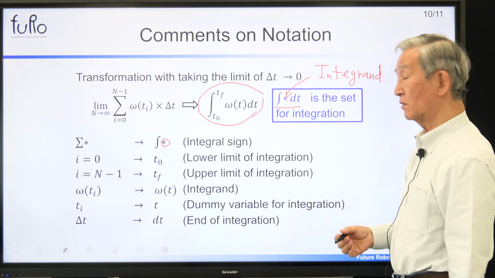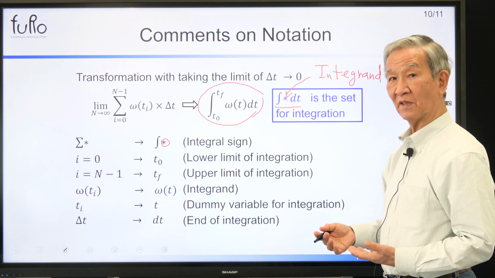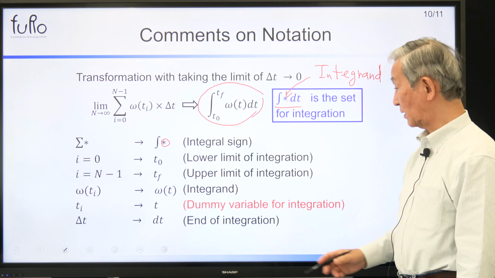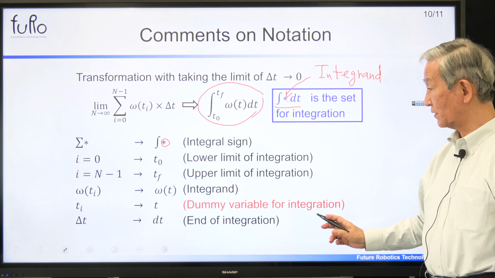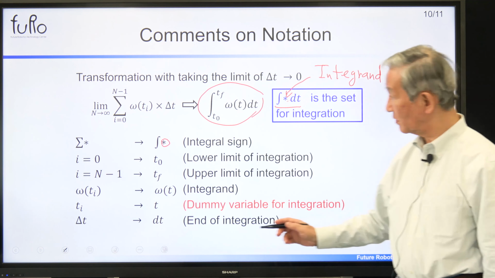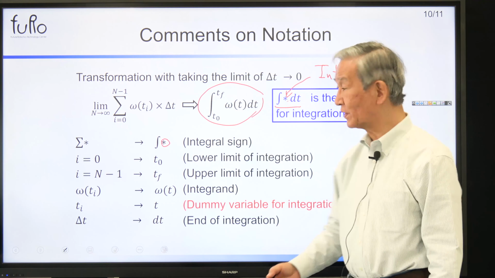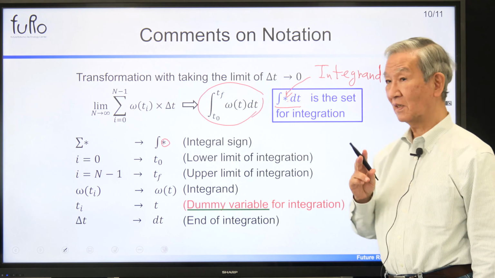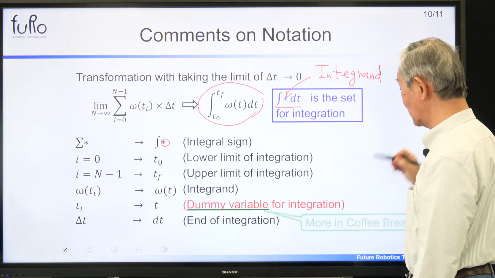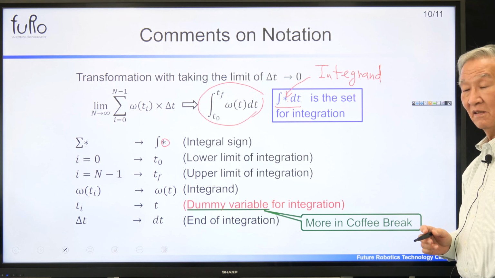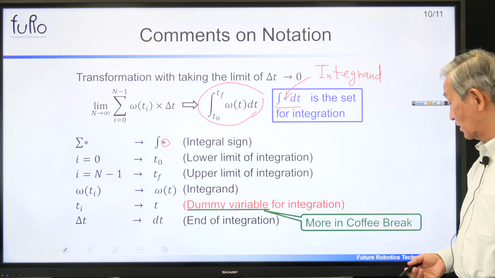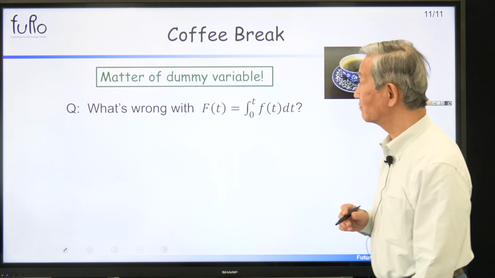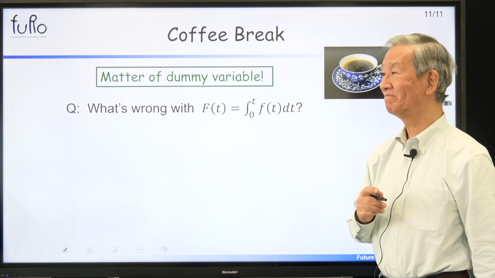We will show different examples with different integrals later. Well, one thing I'd like to talk about is this dummy variable for integration. What does it mean? But this dummy variable happens to be very, very important in the sense that it is not the regular variable. So more in the coffee break, next one. All right. Model of dummy variable.